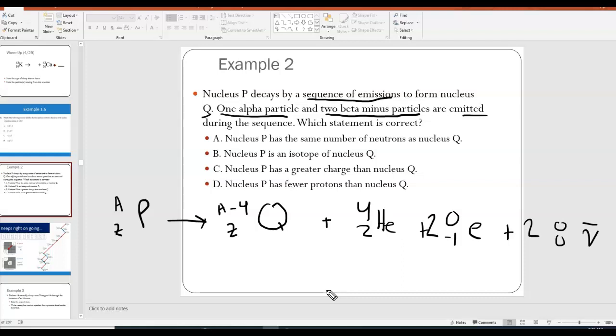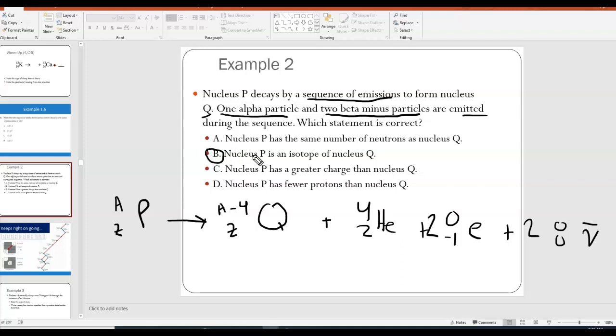Okay, so what's the difference between P and Q? They have different mass numbers. That means they have different numbers of neutrons. If they're the same element with different numbers of neutrons, then that means P and Q must be isotopes of each other. So the answer is B.